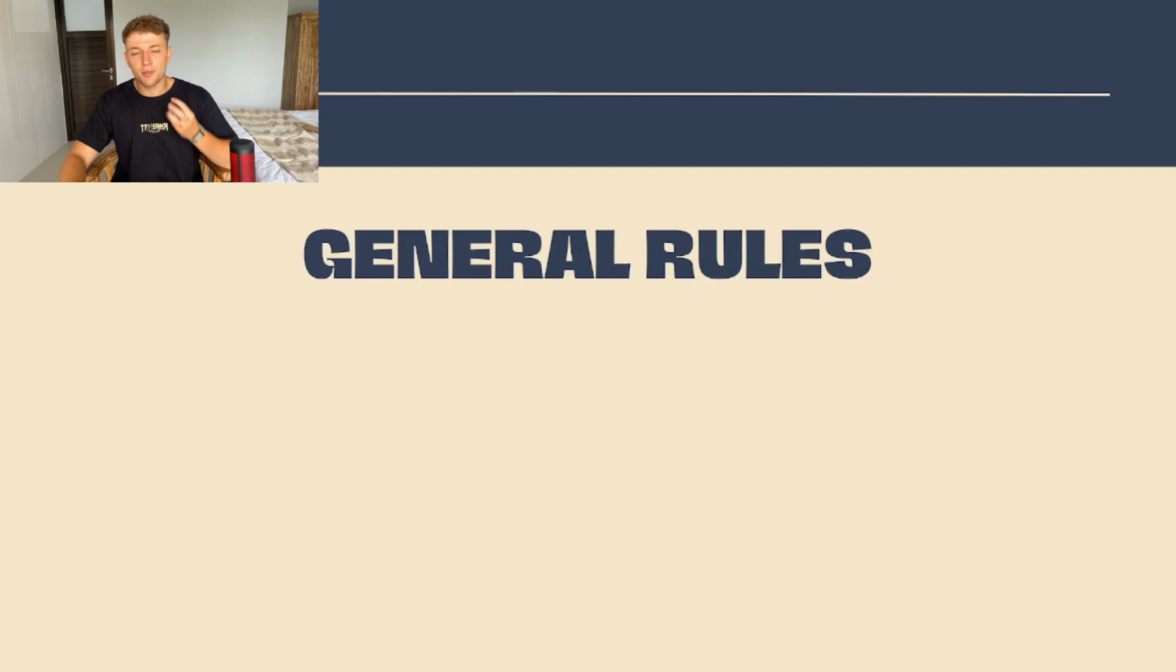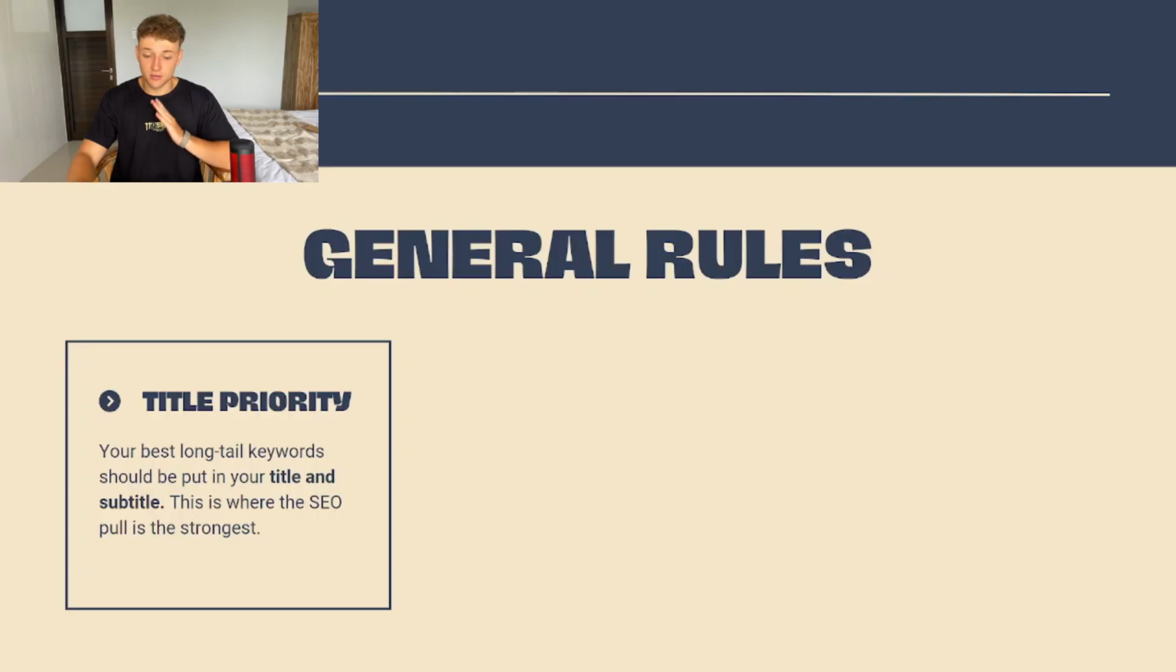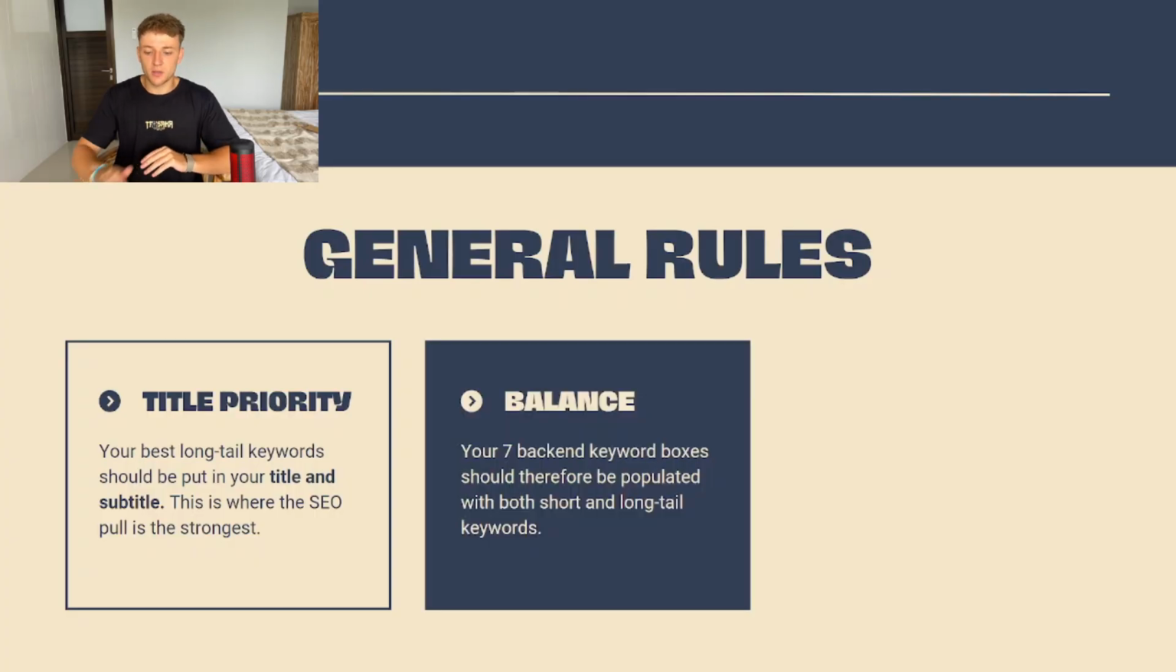With that in mind, there are 3 other general rules I want you to remember. You don't necessarily have to apply them, but these are the rules that I use and I found a lot of value in them. First of all, title priority. In my opinion, your best performing long tail keywords should be put in your title and subtitle. If you cast your minds back to earlier in this video, where I described what a good keyword is, those are the ones that have pretty good search demand and pretty low competition. They are your best keywords, and that's why you should be putting them in your title and your subtitle, because your SEO pull is actually strongest there. So make sure you're prioritizing that.